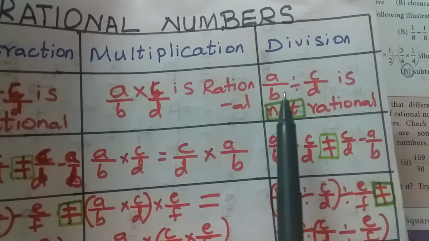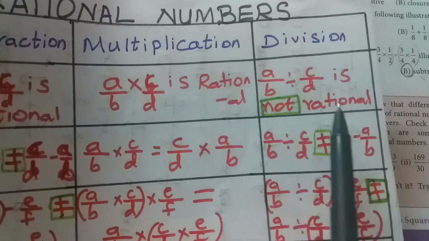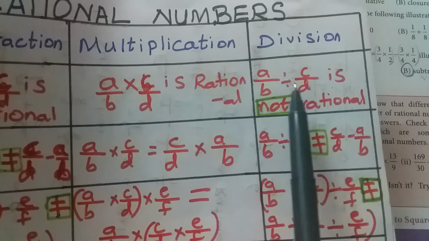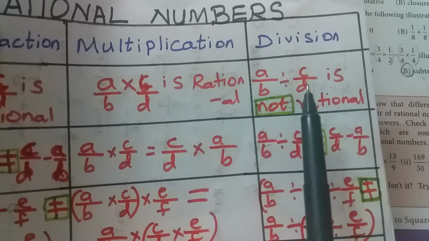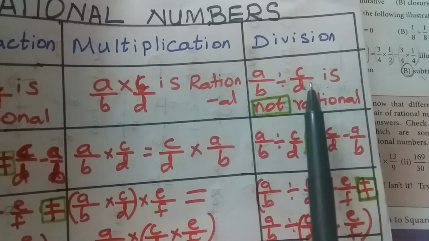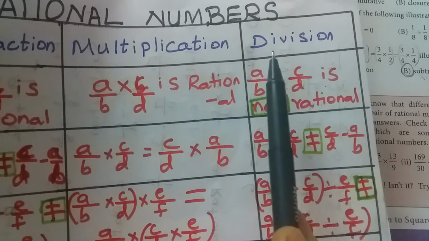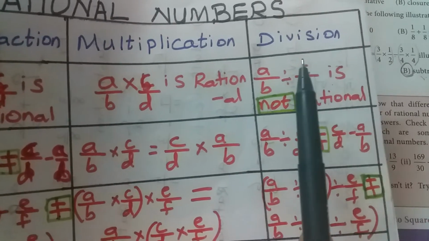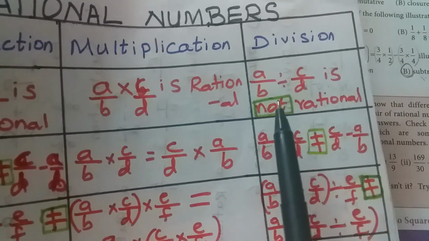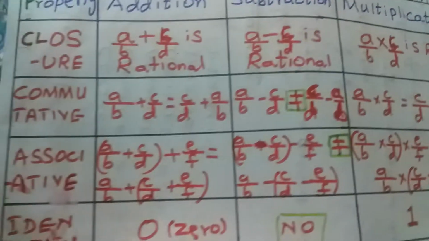But when you divide two rational numbers, the answer is not always a rational number, because 0 is also a rational number. When you divide a number by 0, it is not possible. Division by 0 is not possible. That is why division is not closed. That is, the closure property is not true for division. It is true for addition, subtraction, multiplication.